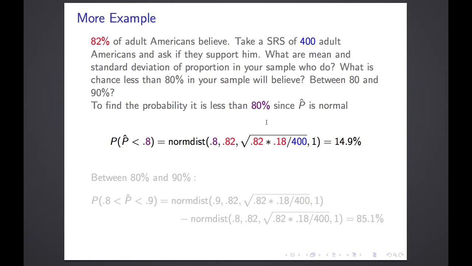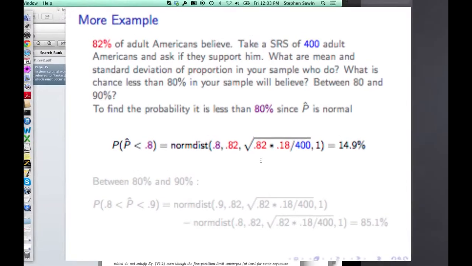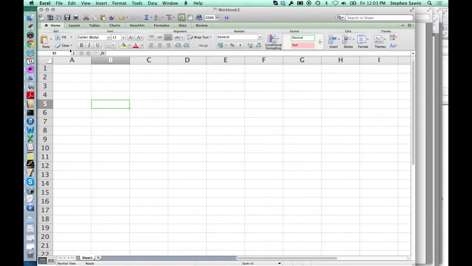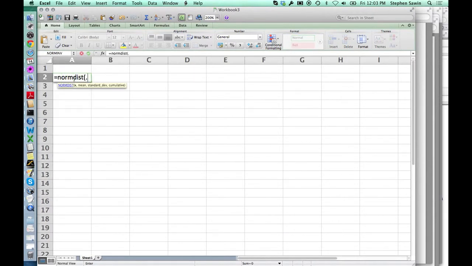So let me quickly show you this calculation. So I'm going to say equals norm dist 0.8, the mean was 0.82, and now I'm going to write out the formula for the standard deviation. Square root is the function. You can see it prompts me and knows the square root. And then p times 1 minus p was 0.18 divided by n, which is 400. I close off the square root parentheses, put my ritualistic 1, close off that parentheses, and there's my 14.9%.